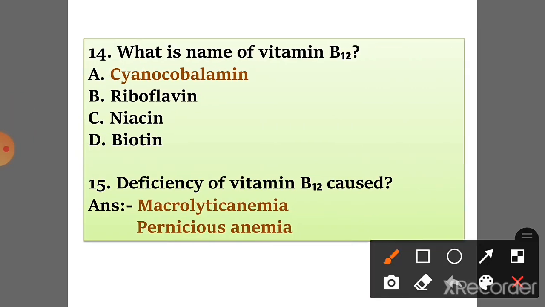Question 14. What is the name of vitamin B12? Option A, cyanocobalamin. Question 15. Deficiency of vitamin B12 causes? Answer, macrocytic anemia and pernicious anemia.